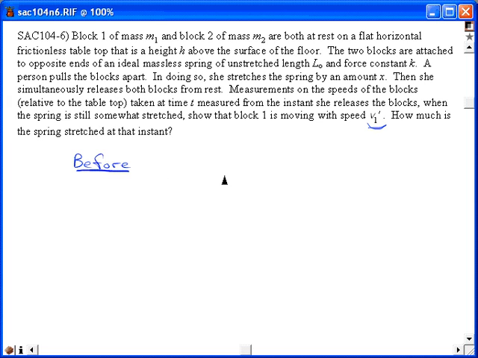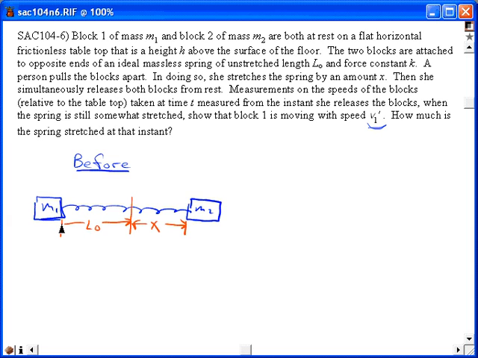We use the instant after she lets go of it, so the person is no longer interacting with the system, for our before instant. We've got the spring stretched out in between the two blocks by some amount, I'll call it x, where the spring would only be this long, L0, if it wasn't stretched at all. Okay, and the blocks start moving together.